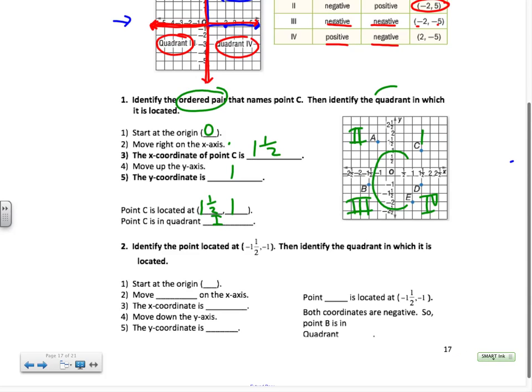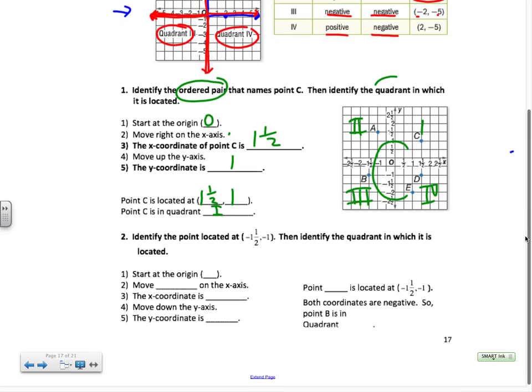All right, the next section: identify the point located at negative 1.5, negative 1, then identify the quadrant in which it's located. So again, we start at the origin, which is 0. This time, though, because our x coordinate is negative 1.5, I'm going to go to the left. So negative 1.5 is right here. I'm going to move left on the x-axis. So the x-coordinate is negative 1.5.